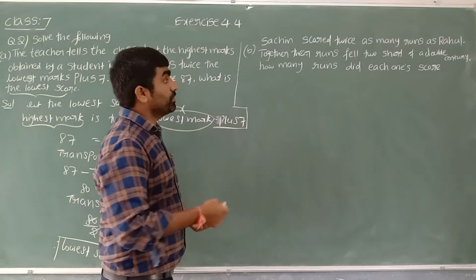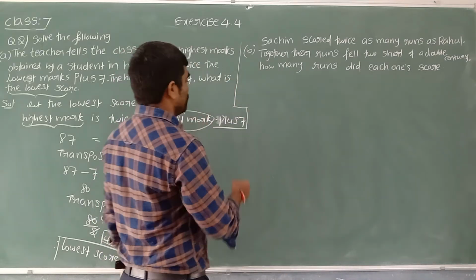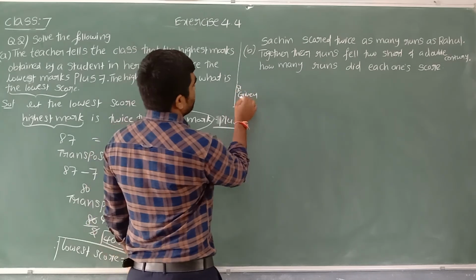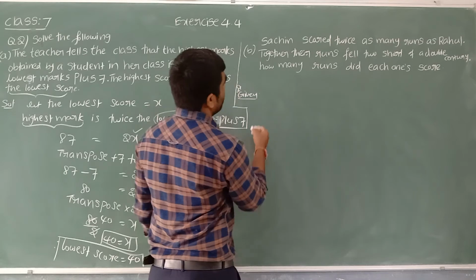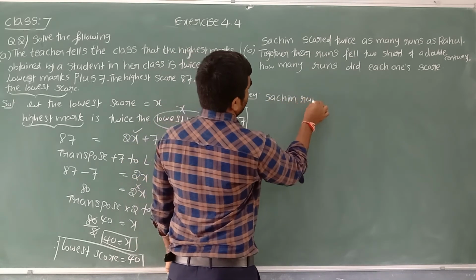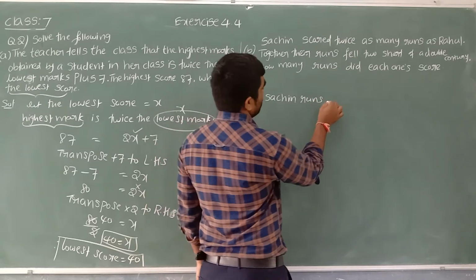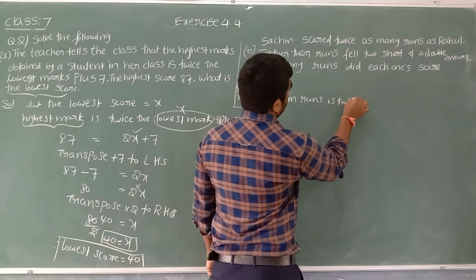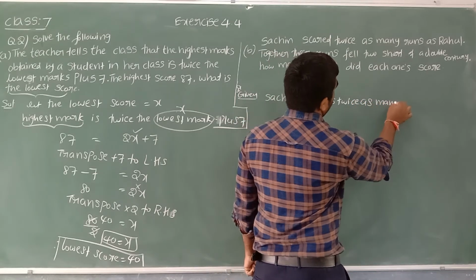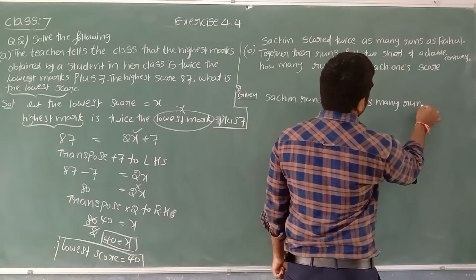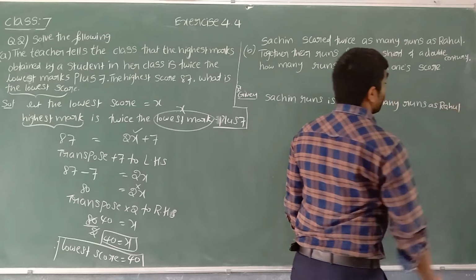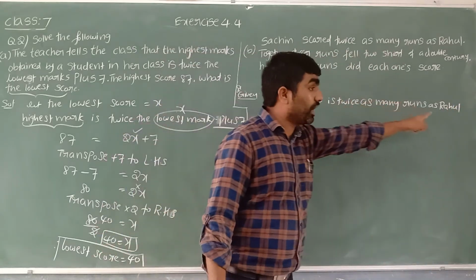So here they gave a relation between Sachin and Rahul. Let me write the relation once. We write first the given. What did they give? Sachin scored. Sachin runs is twice as many runs as Rahul. Yes. Now here Sachin runs are dependent on Rahul runs.